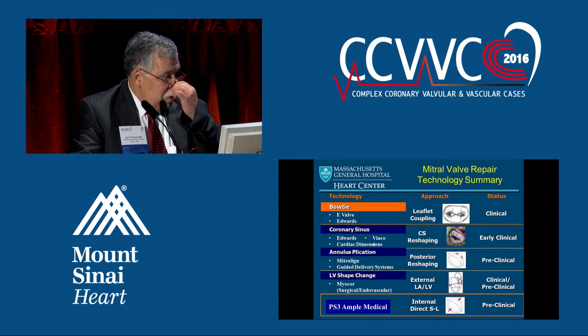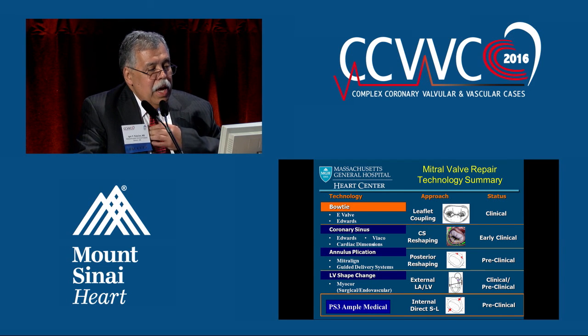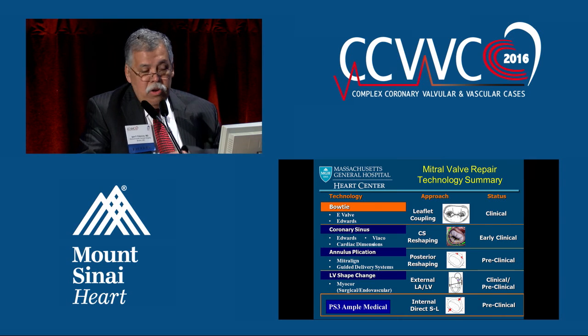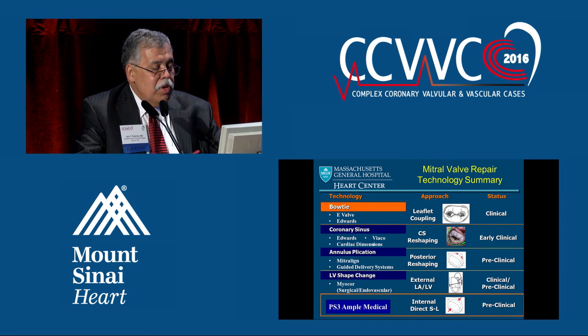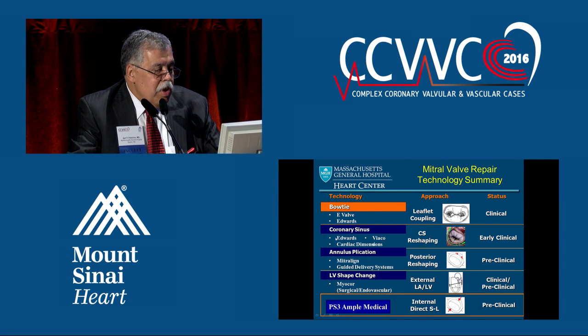Here is a summary of the activities that are going on in the mitral space. The one that has been there the longest is the use of the mitral clip, which is a copy of the bow tie surgery created by Alfieri. You had the E-valve and the Edwards systems. Then there were approaches to the coronary sinus. We very briefly will mention them.